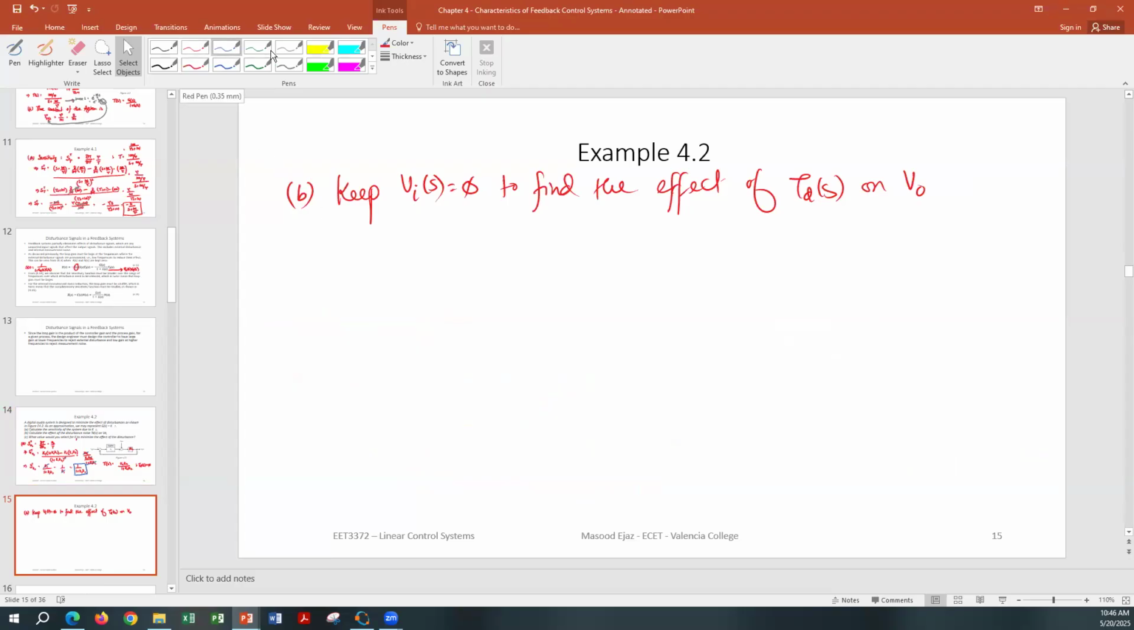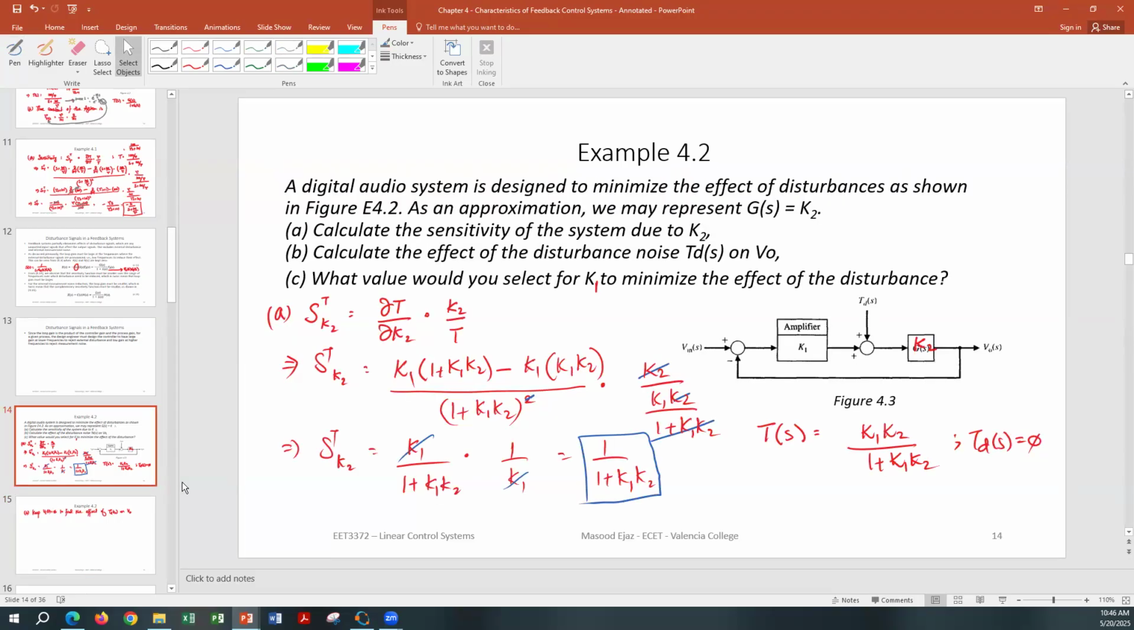Okay, so let's write this down here. Let's go back to this figure. If we keep V input S to be 0 and want to write down the output expression in terms of the disturbance, how are we going to do that? Who's going to tell me? Again, you're going to go and follow each signal. So here, what will be your signal?